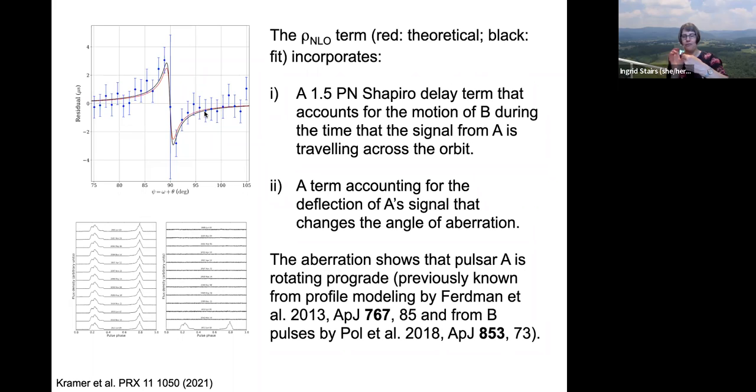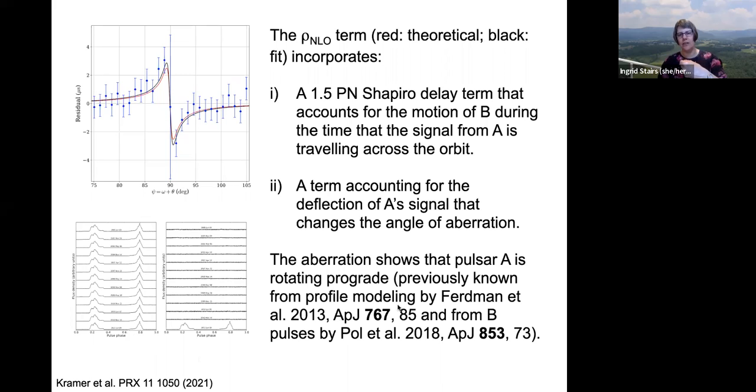Now we had reasons beforehand for thinking that it was rotating prograde. And that's shown down here. This is my former PhD student Rob Ferdman's modeling of the pulsar A profile to show that there was no change over time. A is not precessing, not undergoing geodetic precession. So it had to be either prograde or retrograde. Prograde is more likely based on the supernova explosion dynamics. It would take a lot to kick it to perfectly 180 degrees away.